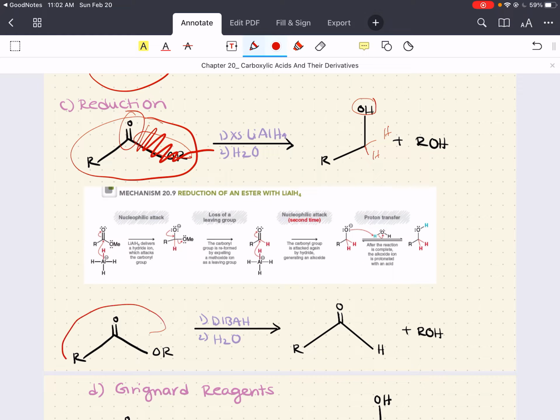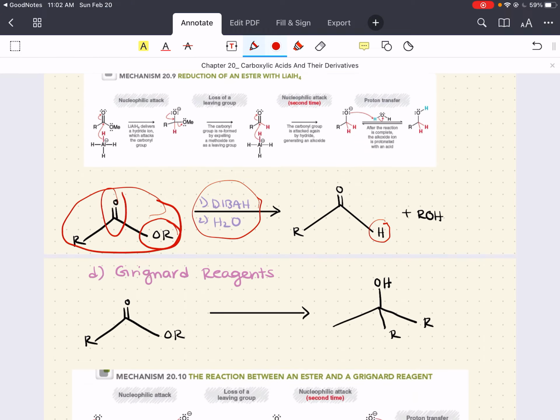Now, something fun. You can treat your ester with something called DIBAL and water to reduce it only partially. So this ester group can be partially reduced to just one hydrogen, but you preserve the carbonyl here. That's important. This can potentially be used as an important strategy in synthesis problems.